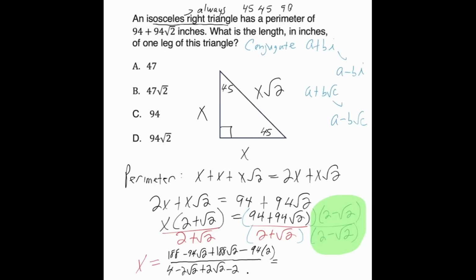So this got really complicated really fast. In the denominator, the negative 2 root 2 and the positive 2 root 2 canceled each other. So we have 4 minus 2, which is just 2 on the bottom. In the top, we've got 188 minus 188. 94 times 2 is 188. So these cancel each other. And then we've got 188 root 2 minus 94 root 2. And that's going to give you 94 root 2 in the numerator. Now 94 and 2 simplify to 47. The root 2 doesn't go anywhere. And after all of that, our answer is 47 root 2.